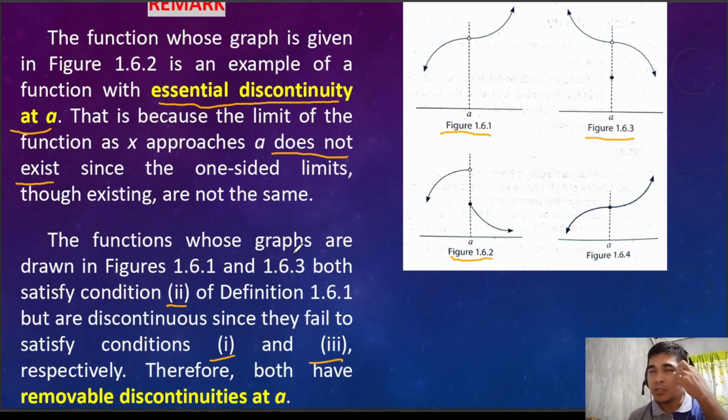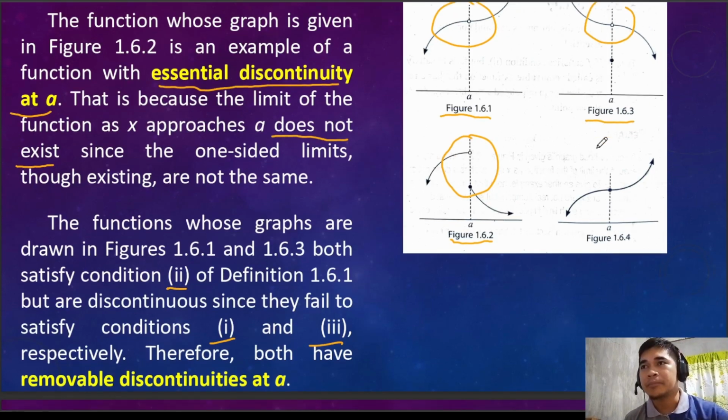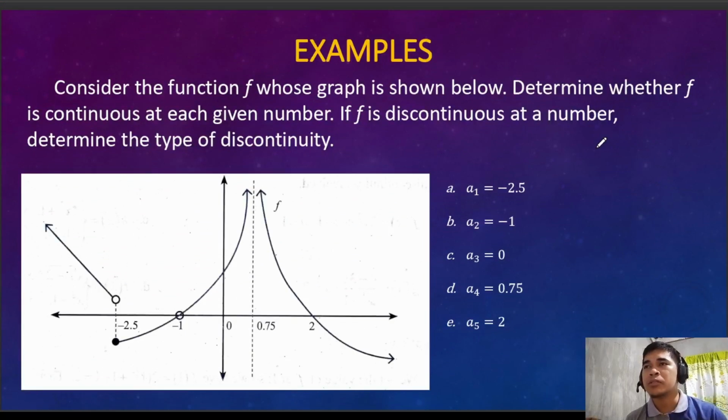So magkaiba. So mani ang porma sa essential and mani porma sa removable, ba? Maklaro dayon nato unsay kalahian sa duha. So we have some examples. Consider the function f whose graph is shown below. Ito. Determine whether f is continuous at its given number. If f is discontinuous at the number, determine the type of discontinuity. We have only two types of discontinuity, the essential and removable.